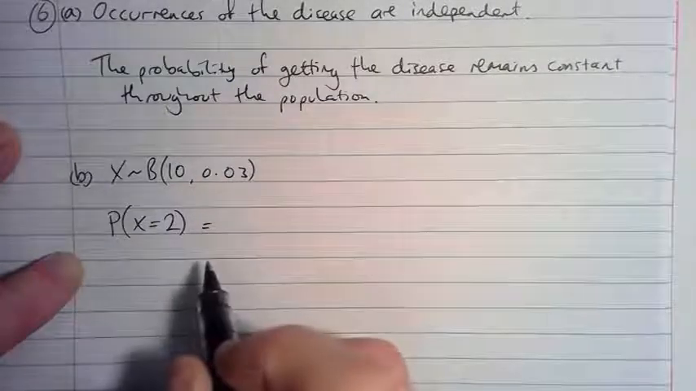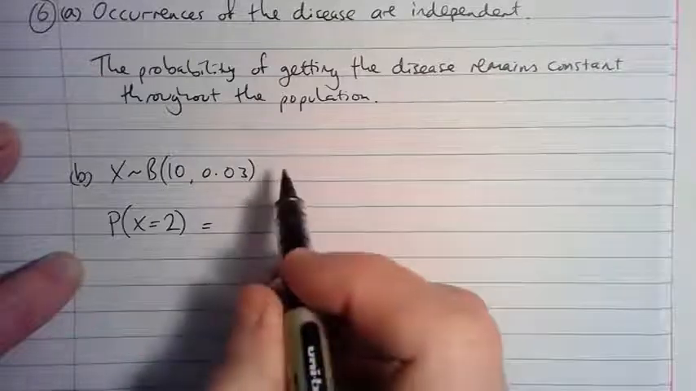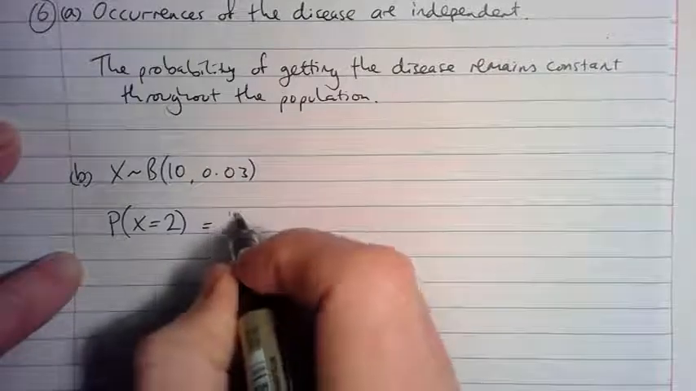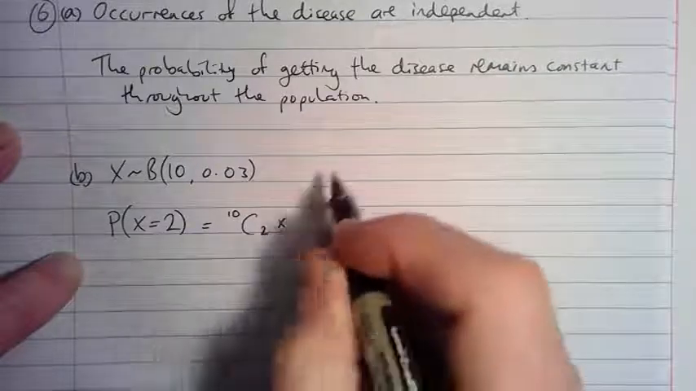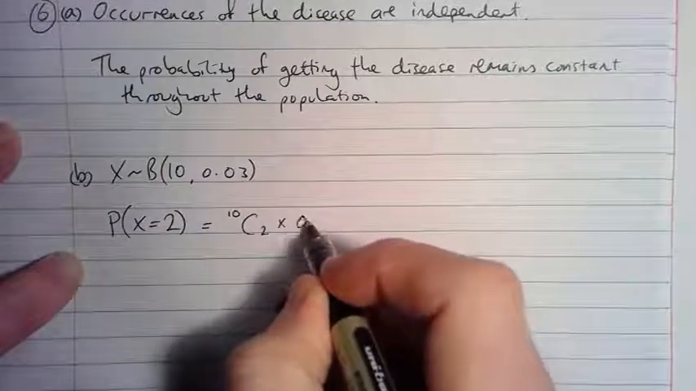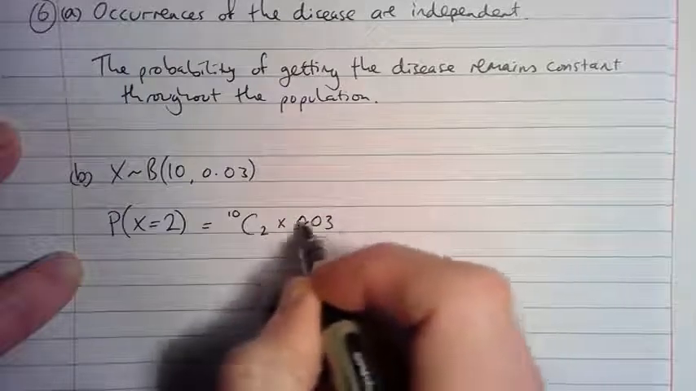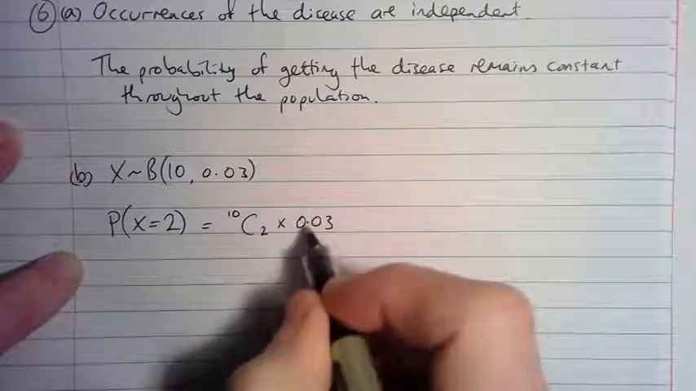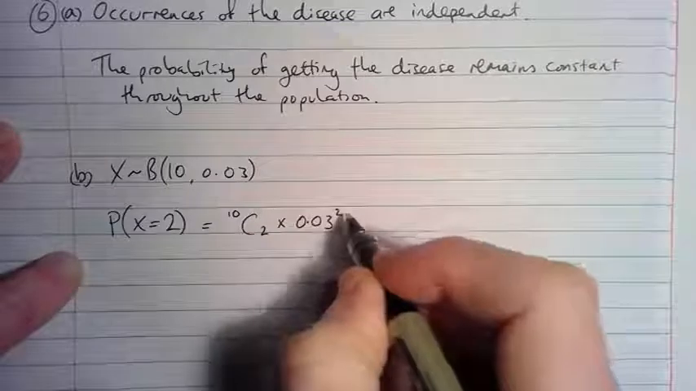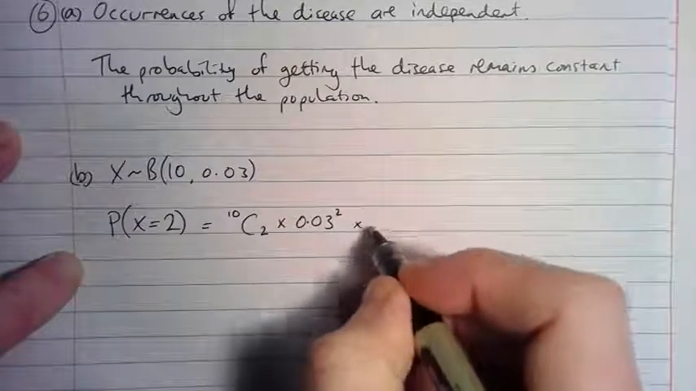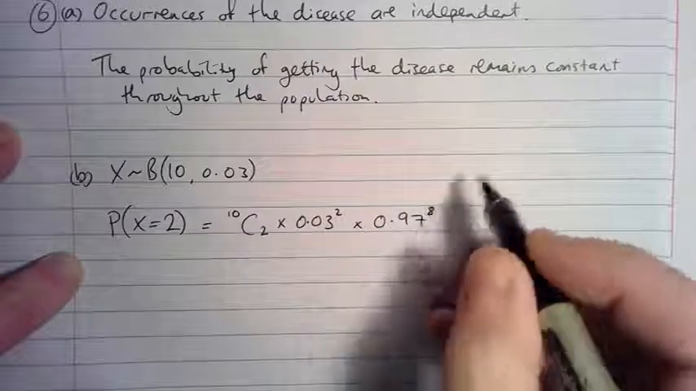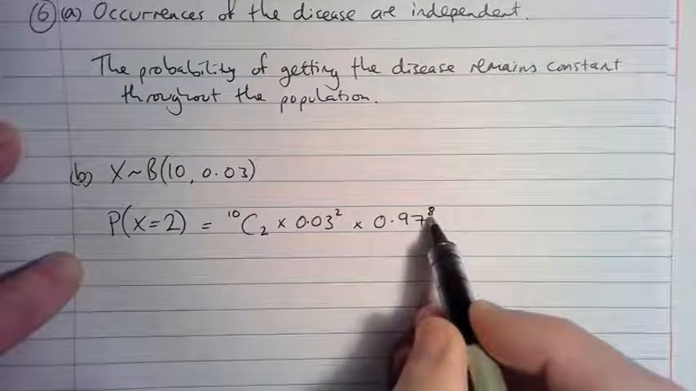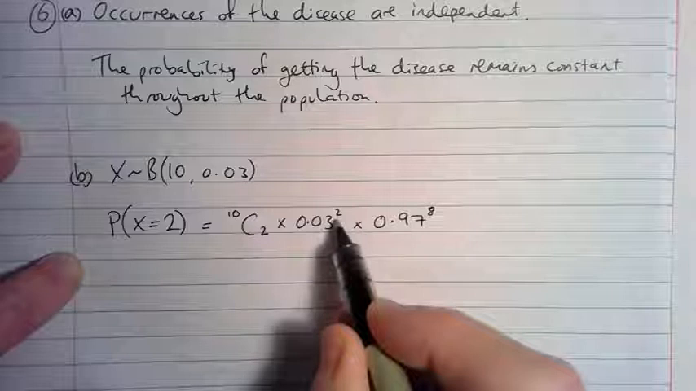Now, as a formula, let's do this one as a formula. So that's 10C2 times 0.03, the probability of success in inverted commas, the probability of getting the disease there, to the power of 2, because 2 people have got the disease, and then times 0.97 to the power of 8. So that's 8 people that didn't get the disease, 2 people that did get the disease.